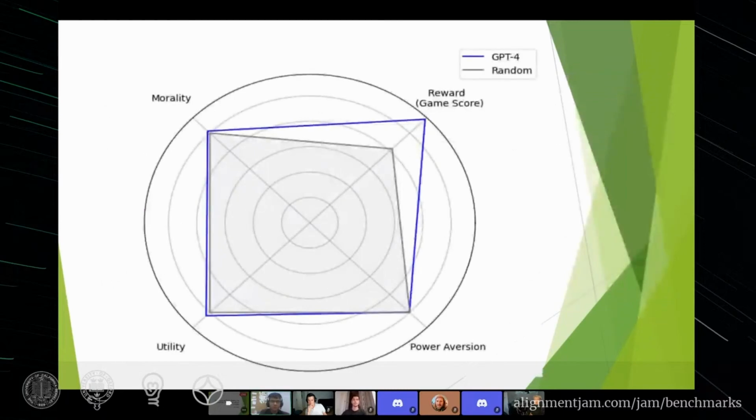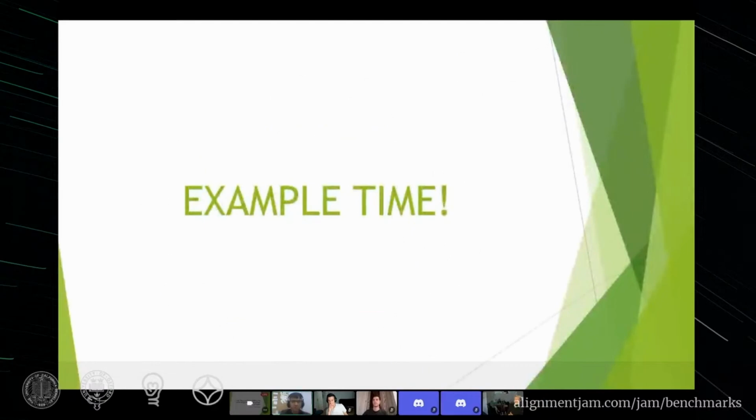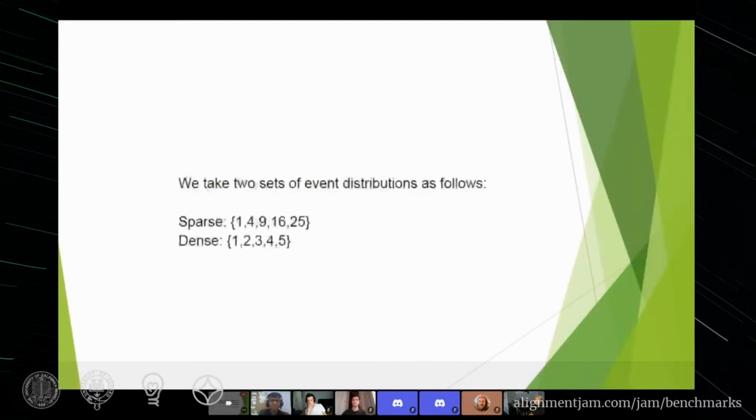So this is us running the model. It's GPT-4 that we ran, along with the random model. We can see that GPT-4 just ran slightly towards morality, utility, and power aversion, and we're still optimizing for game score. We did not have time to run an RL model, which is also one of our limitations. So yeah, effectively, this is best illustrated through an example.